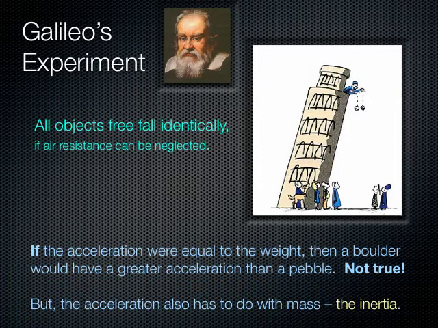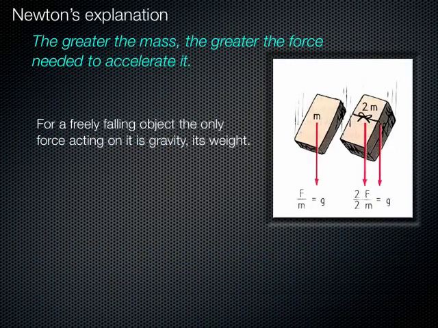The boulder has a greater weight, a greater force on it from the earth, but the earth pulling on the boulder is pulling an object with more inertia. Newton's explanation: the greater the mass, the greater the force needed to accelerate it, and it's directly proportional. For instance, if a brick is dropped, there's a force of the earth, the weight of the brick. The force per the mass is the acceleration. If it's in free fall, the acceleration is 9.8 meters per second squared, or about 10 meters per second squared. So force per mass is equal to g on objects in free fall.